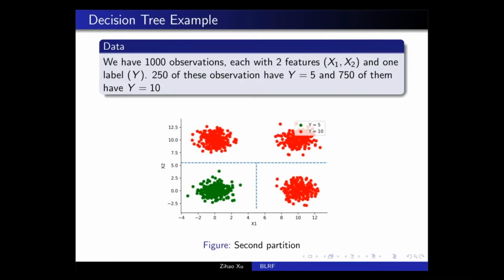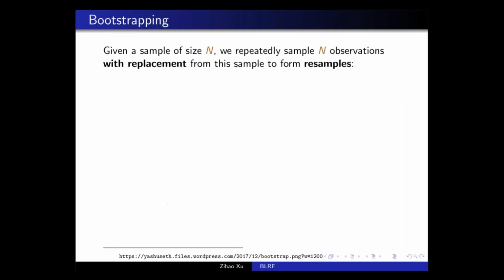But again, this is an oversimplified example. In the real world, we can't get this perfect data. And decision trees also suffer from high variability, because if we give it a slightly different training sample, the tree trained will be very, very different from each other. So that's why random forest includes a second step called bootstrapping.